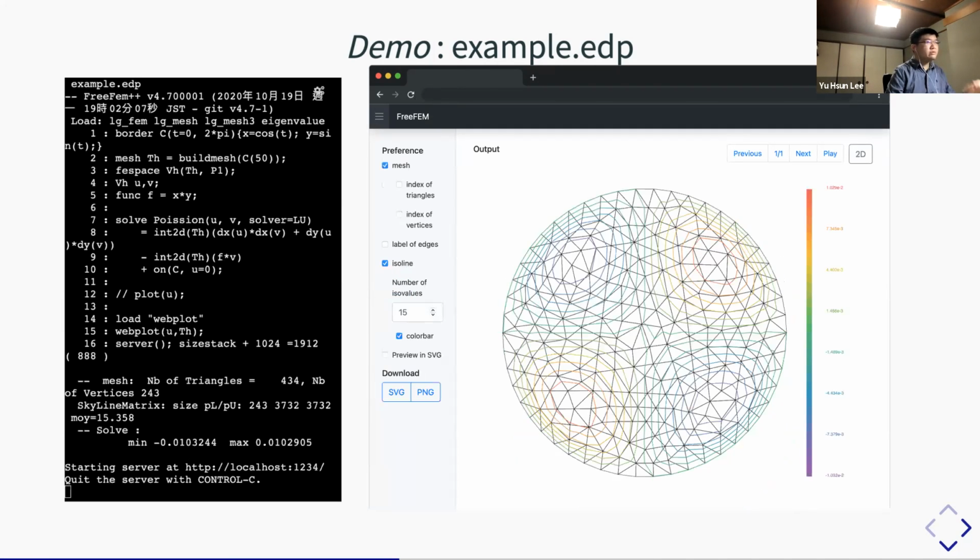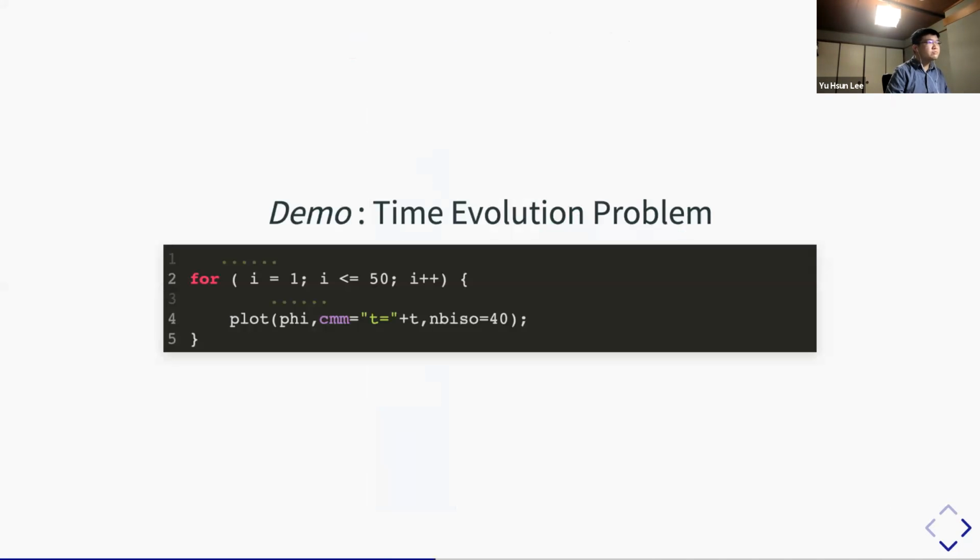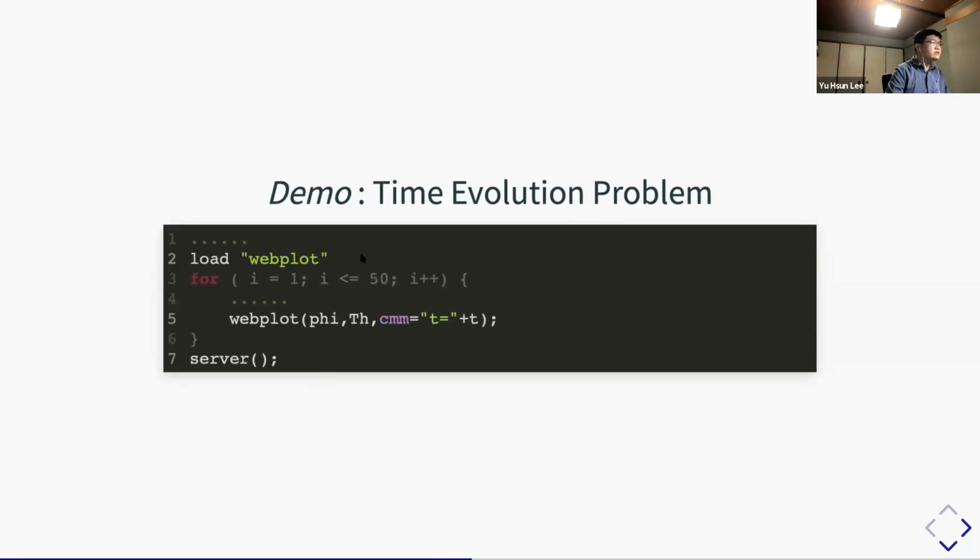Okay, so we also support the time evolution problem. Originally in the EDP file, if you want to do a time evolution problem visualization, you can do it in a for loop with the plot. Similarly in our module, you can load the webplot before, then also replace the plot with webplot, and you can use the cm to add the title to the figure. And finally, start the server.